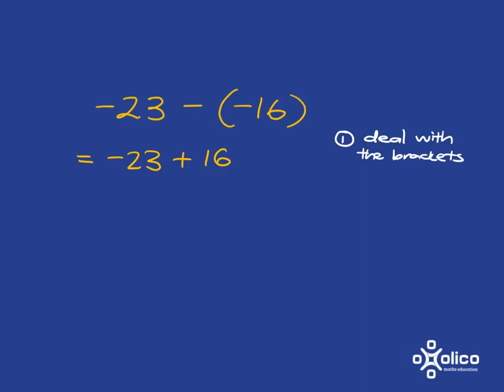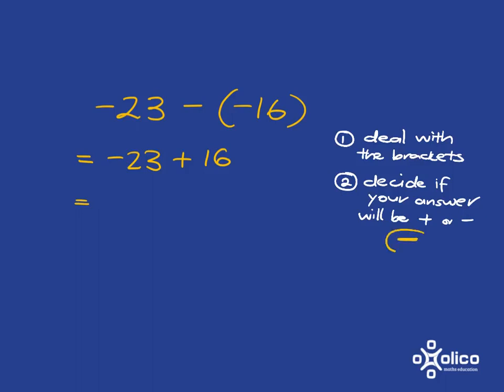Once we've dealt with the brackets, the next step that I always recommend is the following. Decide if your answer is going to be positive or negative. This just helps me not go wrong. So if I have a look here and I think about it, I'm at negative 23 and I'm going to be coming up by 16 steps. Am I going to go beyond the zero? Well, no, I'm not. So I know that my answer is going to be negative. So I make a note for myself of that.